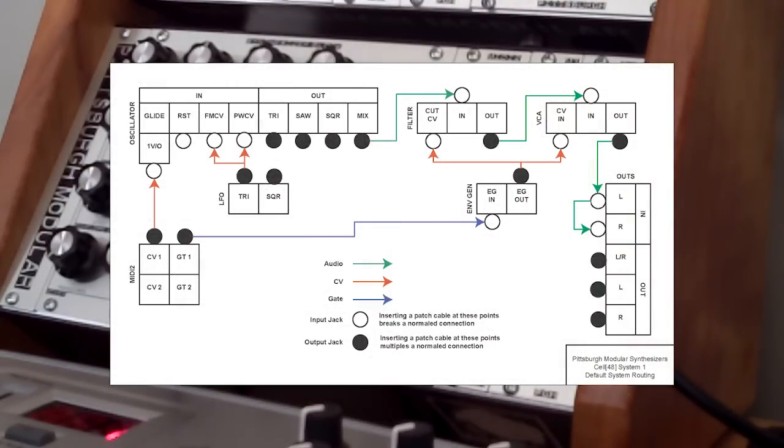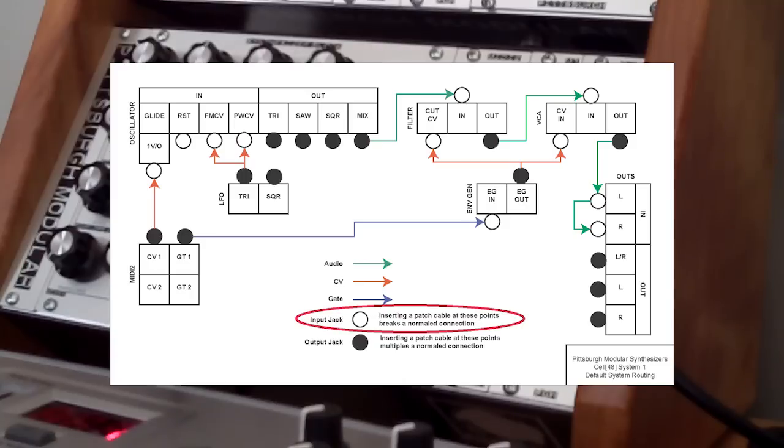And the block diagram breaks apart the synthesizer block into its component parts so that we can more easily display the internal routing of the system. Green arrows denote audio signals, orange arrows denote control voltages, and blue arrows denote a gate signal. Patch points are shown as circles. Output patch points are indicated by a black filled-in circle, and input patch points are indicated by an open or white circle.